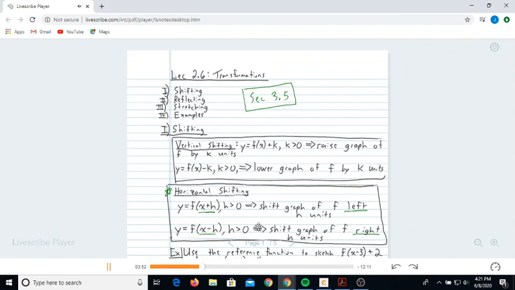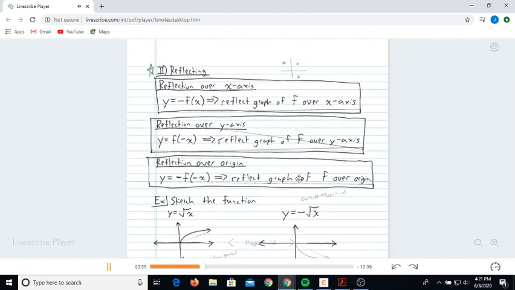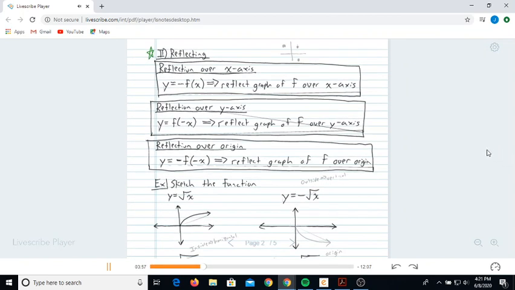Let us now talk about reflecting. We've already discussed reflections when we covered symmetry, which is in the very first lecture of Unit 2. Of course, we've got reflections over the x-axis, reflections over the y-axis, and reflections over the origin. The origin is the easiest to identify because you make both negative. However, it's reflections over the x-axis and y-axis that are easy to confuse. If I want to reflect over the x-axis, notice the negative is outside. If I want to reflect over the y-axis, the negative is inside.